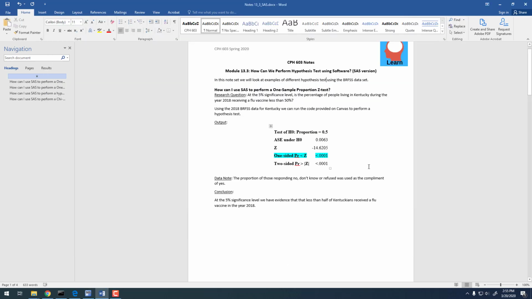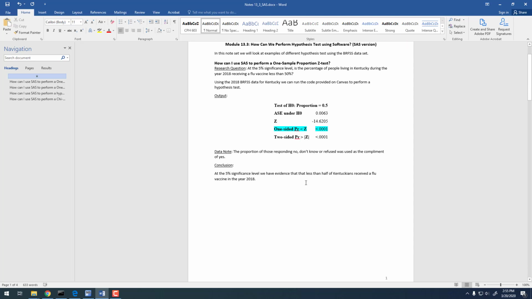Going back to our notes, notice I copied over that relevant piece of output so that you could see it and highlighted the piece that we need. I made a data note here. Notice here we're considering the proportion of those responding no, don't know, or refused as the complement of the yes. So we always want to say, yes was what we were interested in, and then what everything else was. For this example, since that p-value is less than 0.05, at the 5% significance level, we have evidence that less than half of Kentuckians received a flu vaccine in the year 2018.